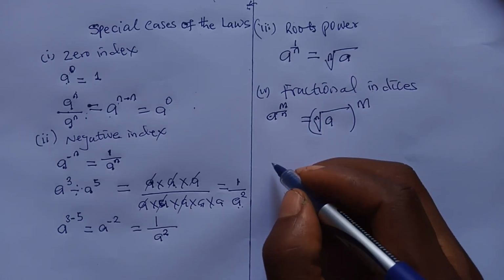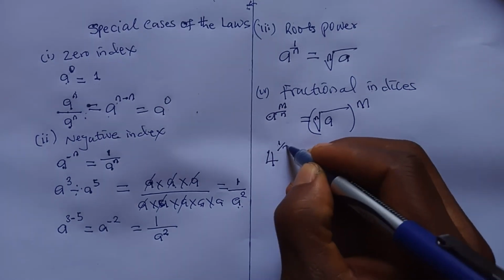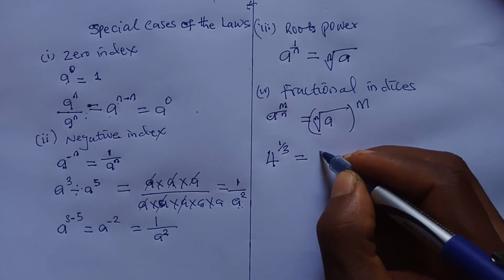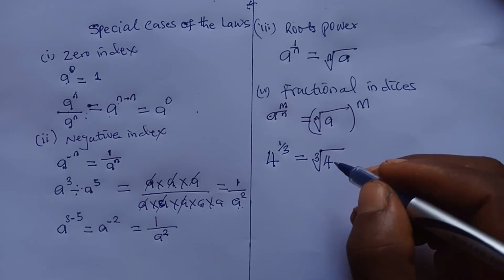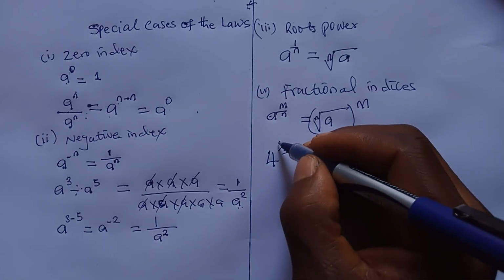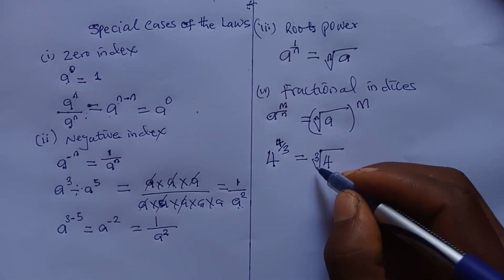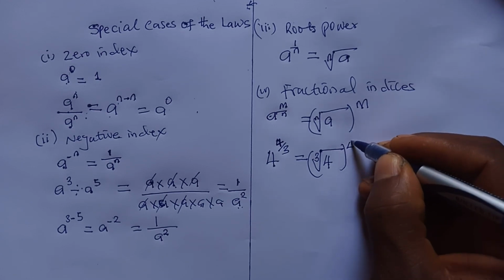For example, if we have 4 raised to power 1 all over 3, then it's the same thing as saying the cube root of 4. Then let's change this to 4 raised to power 4 over 3. So it's the cube root of 4, everything raised to power 4.